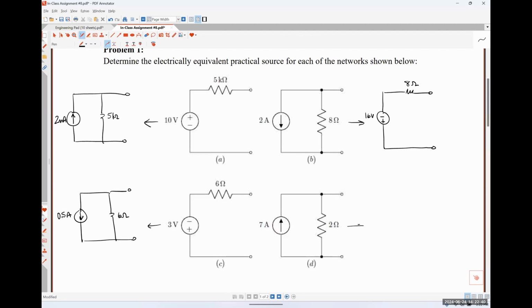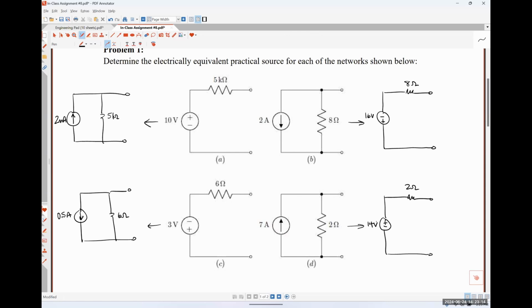And somebody else tell me what's going on over here on the right. A voltage source in series with the 2 ohm with the positive on top. All right, so voltage source in series with a 2 ohm resistor. And it'll be 14 volts. 14 volts. Great. So this is not remotely a difficult concept to go through.